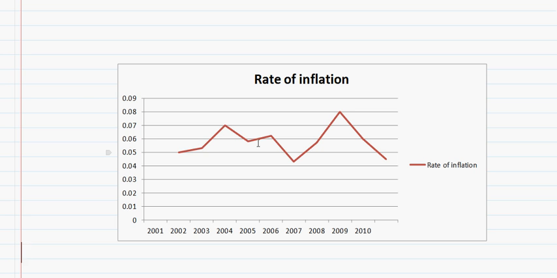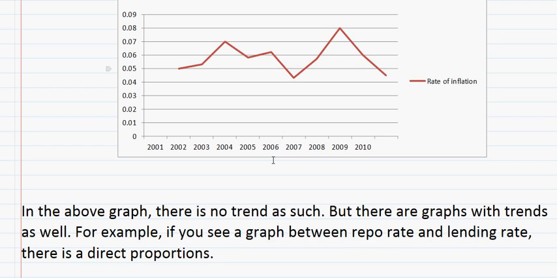So this is a typical line graph. You would see there is no trend as such. When I say trend, we cannot say that inflation is increasing each year or decreasing each year. Sometimes it is increasing and sometimes it is decreasing. Graphs in macroeconomics are usually like this, where you cannot find a trend, but there can be some parameters where there are trends as well.